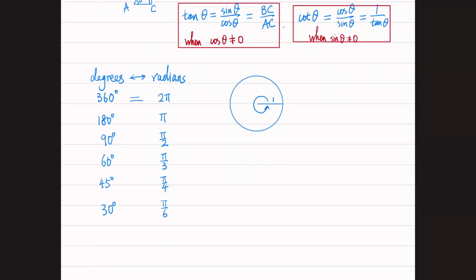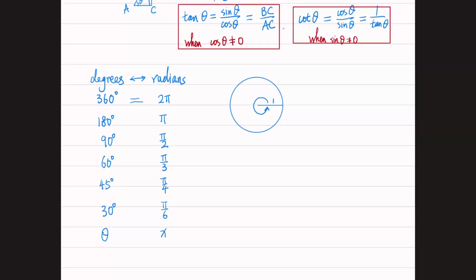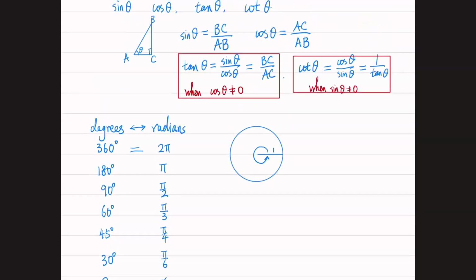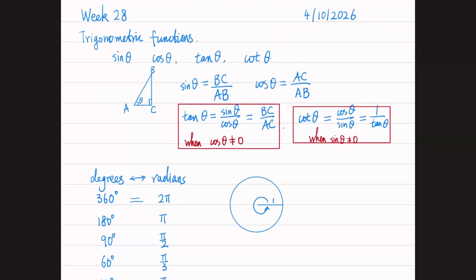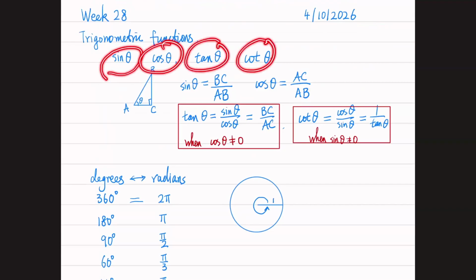We use theta for degrees, we use x for radians. In this way, we will change the variable. Initially, it's sine theta, cosine theta, tangent, cotangent. We change theta to x.